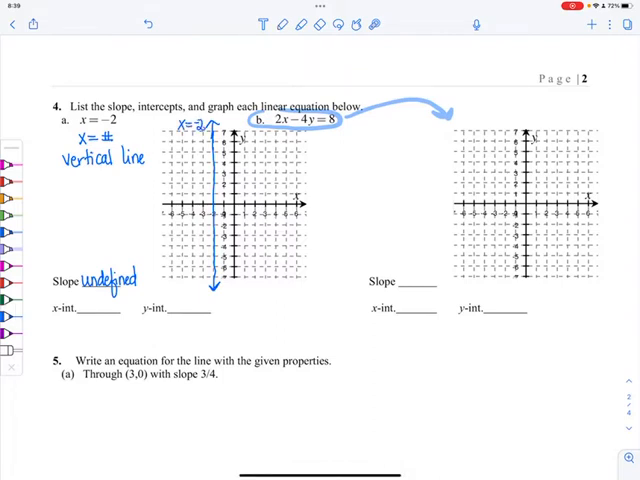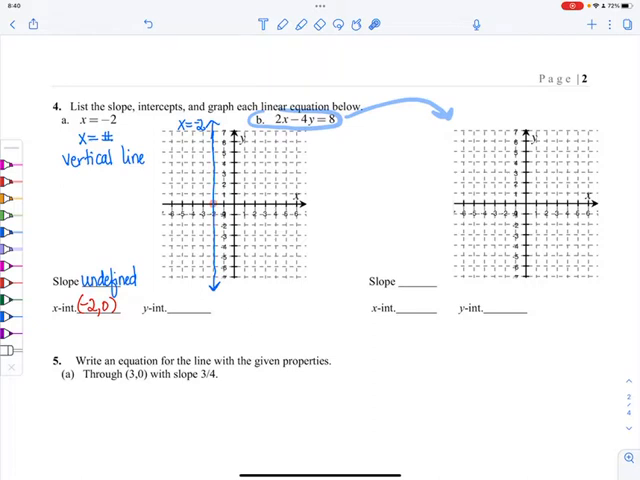So what is the x-intercept of this graph? What does it go through on the x-axis? There's the x-intercept right there. And what's the name of that point? The name of that point will be -2, 0.